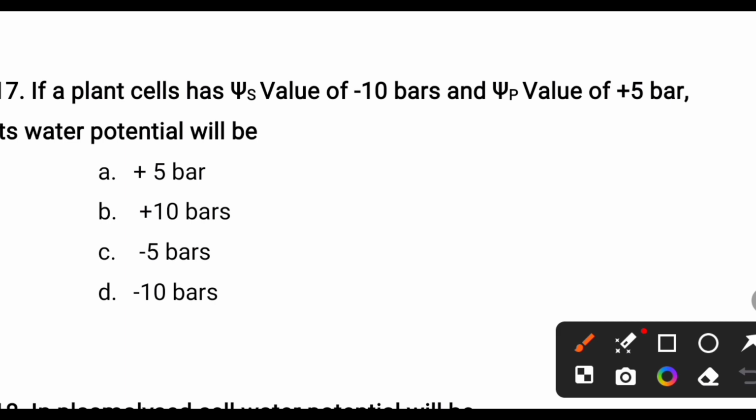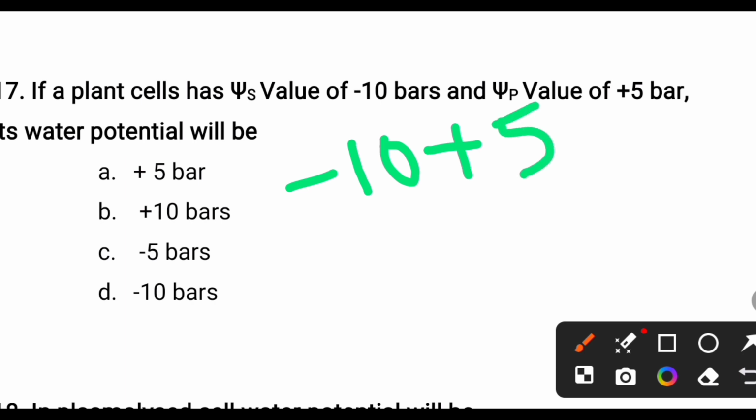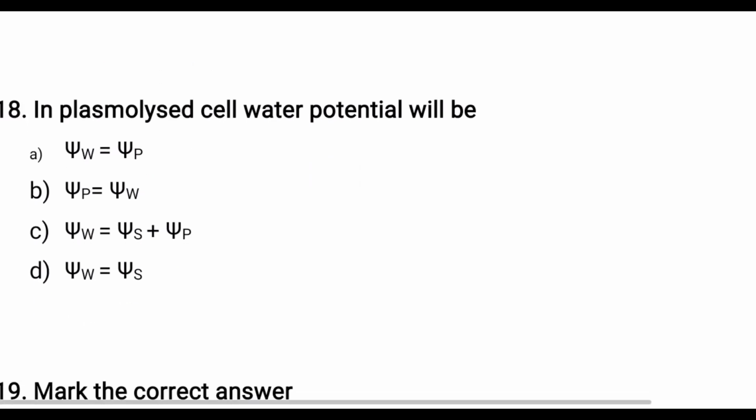So here psi S is equal to minus 10, psi P is equal to plus 5. So the correct answer is minus 10 plus 5 is equal to minus 5. So if the plant cell has psi S minus 10 and psi P plus 5, then water potential will be minus 5 bars. Okay, so that is the correct answer. Let's see the next question.